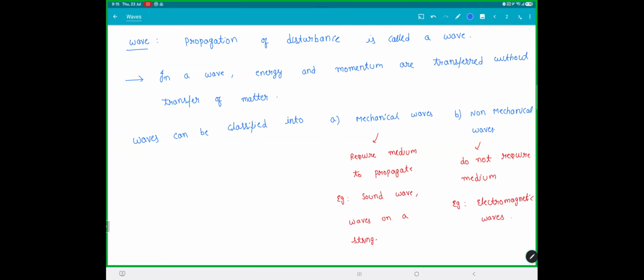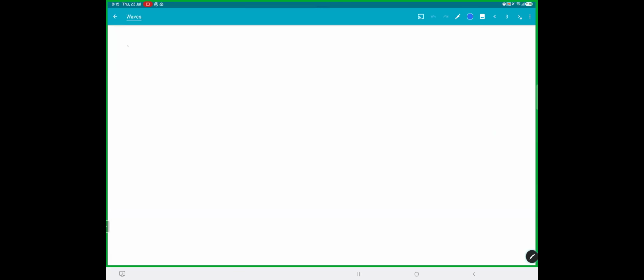Now, there is another way you can classify this. Waves can also be classified based on the propagation of the particles, or the motion of the particles, or you can say the direction in which the property changes. That becomes more technical. I'll just keep it simple.